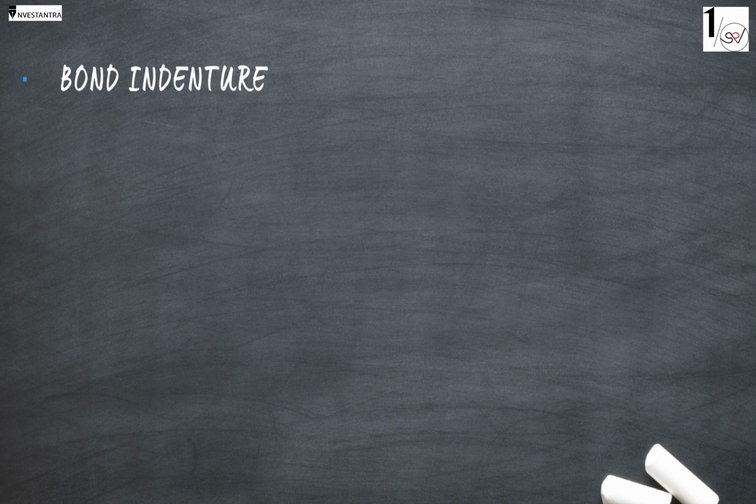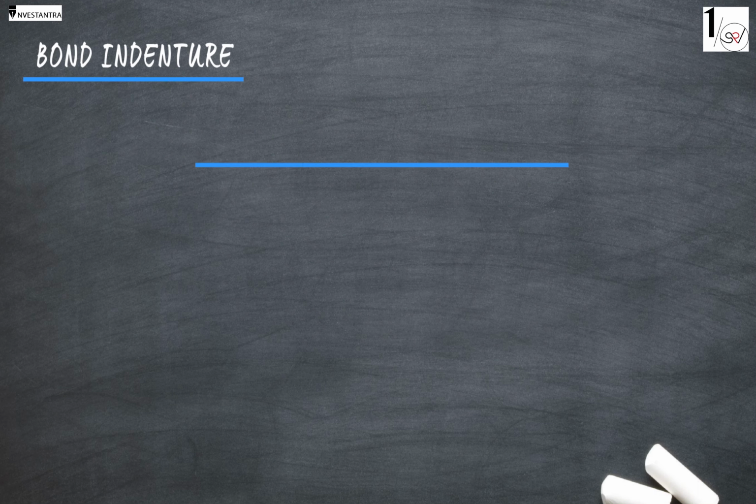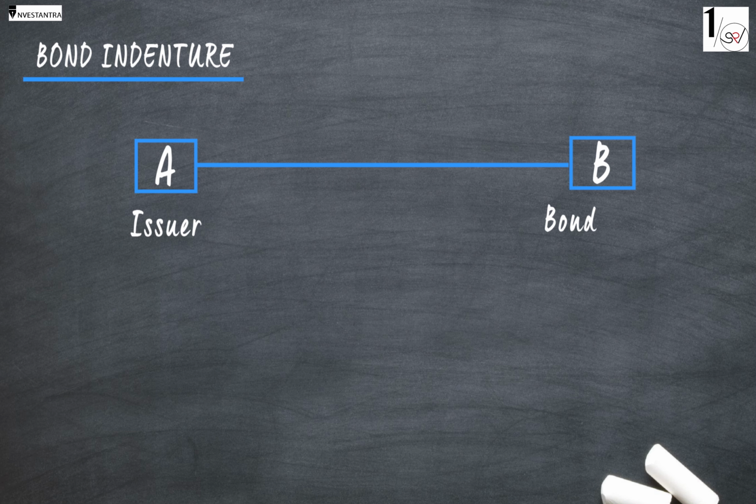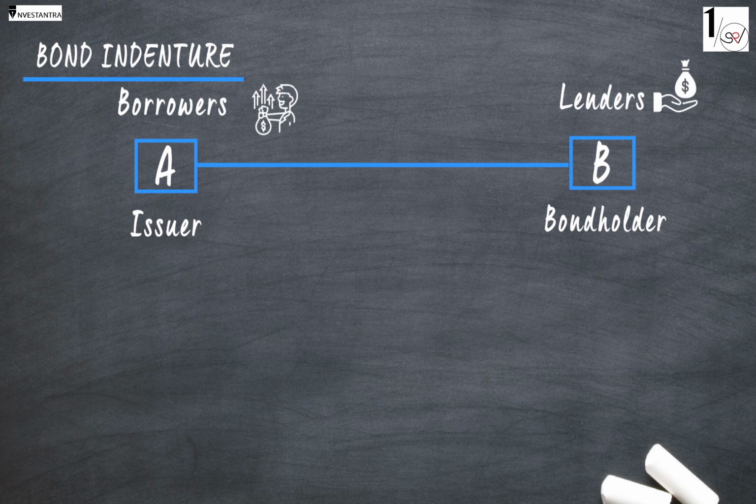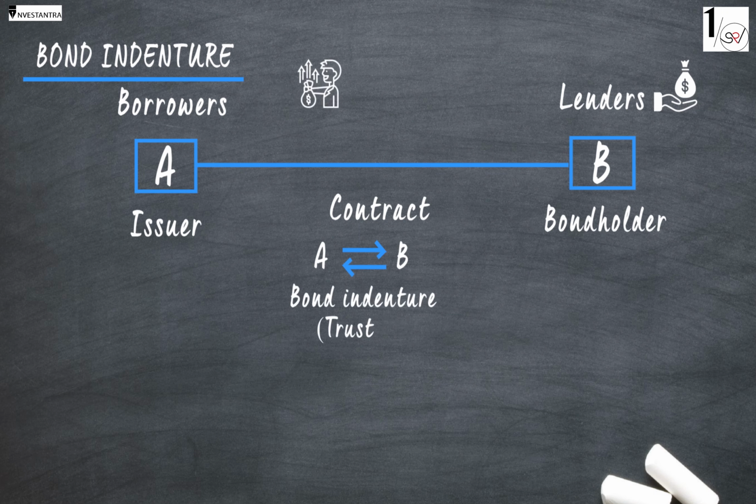Whenever you speak about a bond, like we studied, there are 2 parties. First, you have the issuer of the bond. Second, in simple language, these guys are the lenders and they're the borrowers. When money is exchanged, they get into a contract. This contract is called a bond indenture. By the way, this bond indenture can also be called a trust deed.